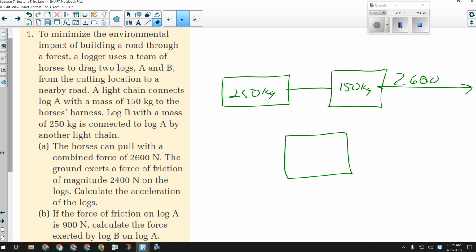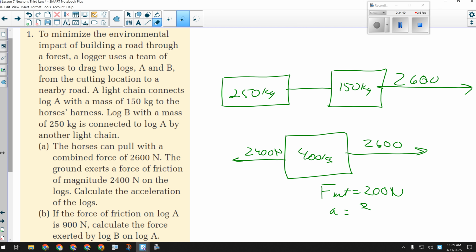So the first part of the question is really a Newton's second law question, right? You got 400 kilograms worth of mass being pulled this way by 2,600 newtons and resisted by 2,400 newtons. Is it pretty straightforward to get the acceleration of the system? So our net force is 200 newtons. Our acceleration is 200 newtons divided by 400. All right, so that part's easy. Our acceleration is 0.5 meters per second squared.